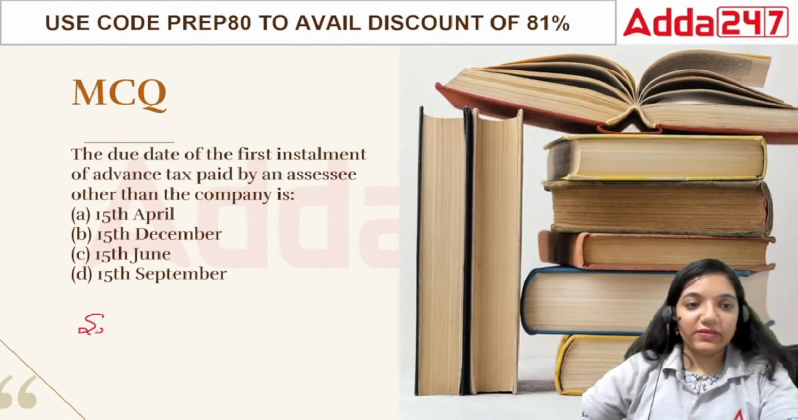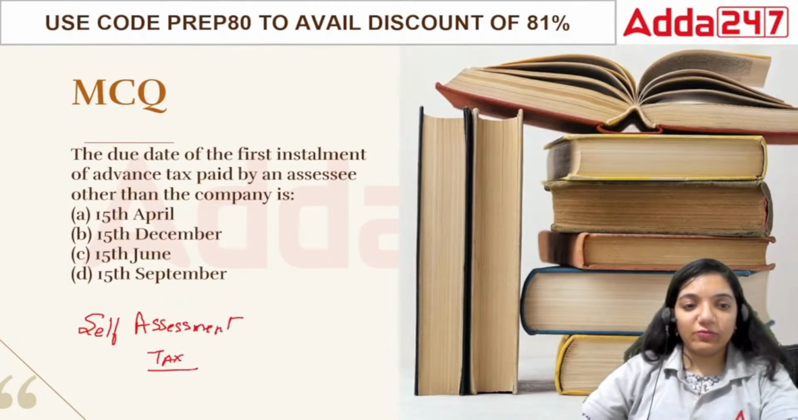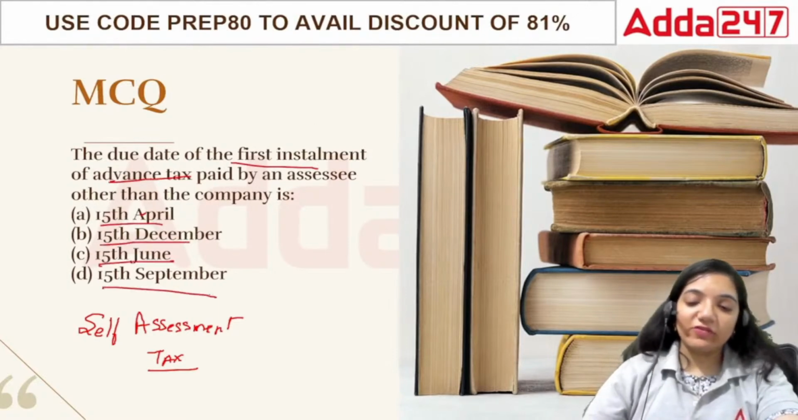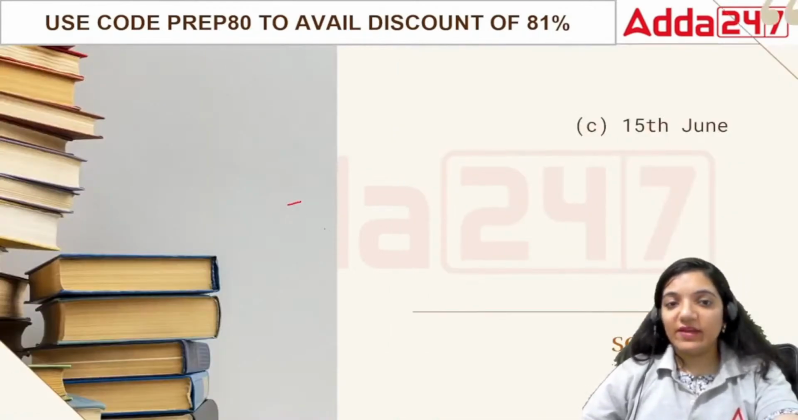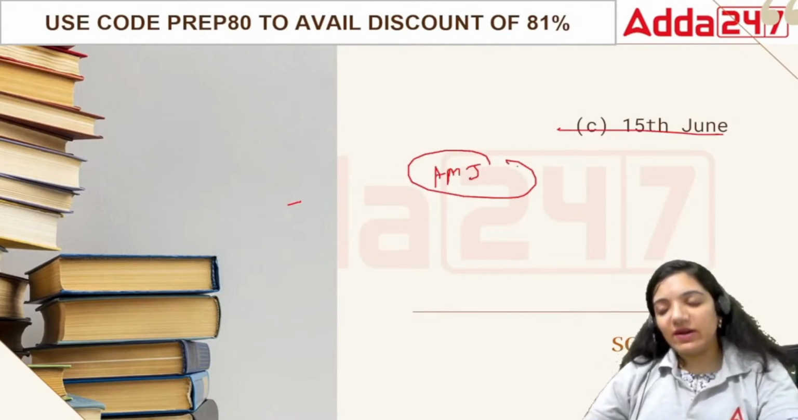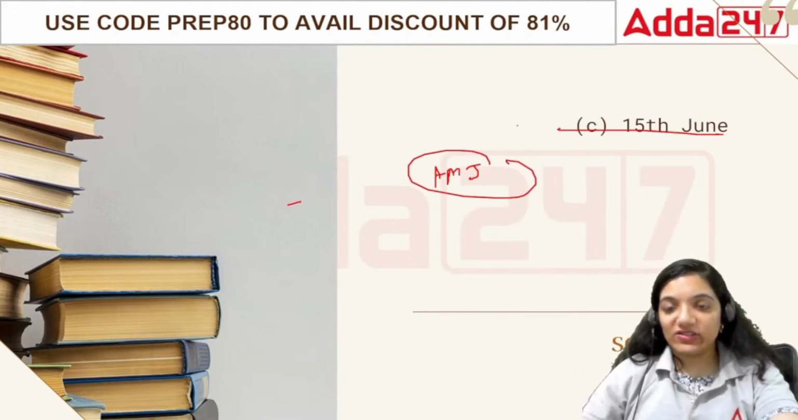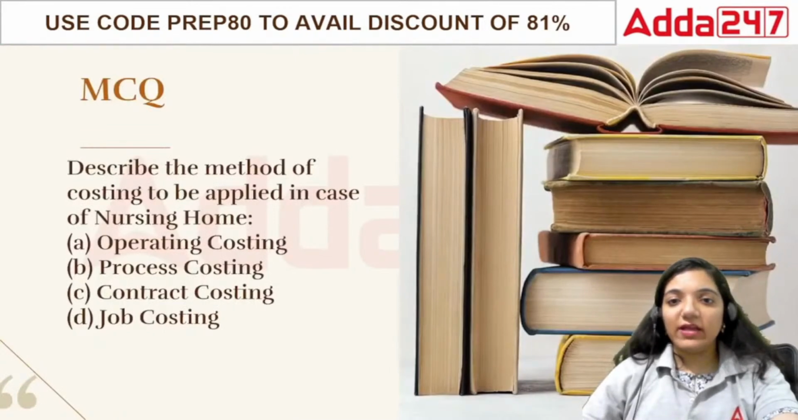that is self-assessment tax. This is when you find that you don't have to pay this much amount there. That is called self-assessment tax. The first installment of the advance tax, which was to be paid on 15th of April, 15th of December, 15th of June, or 15th of September: the answer is 15th of June. That means the completion of the first quarter, April, May, and June. But the last installment has to be paid before 31st of March. That's the rule.